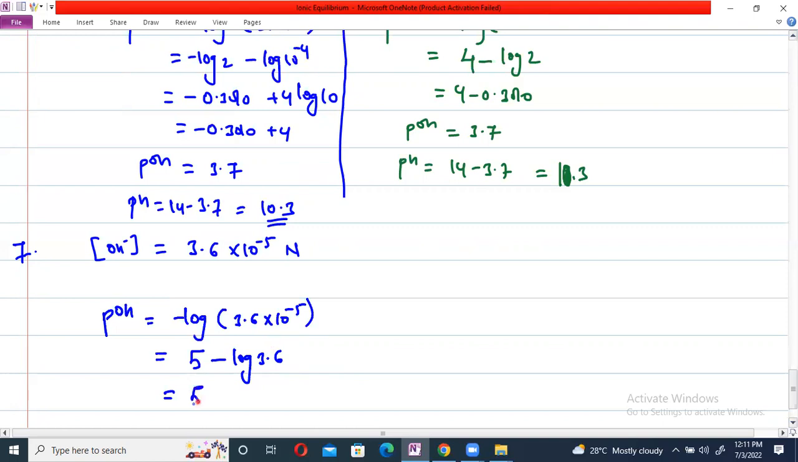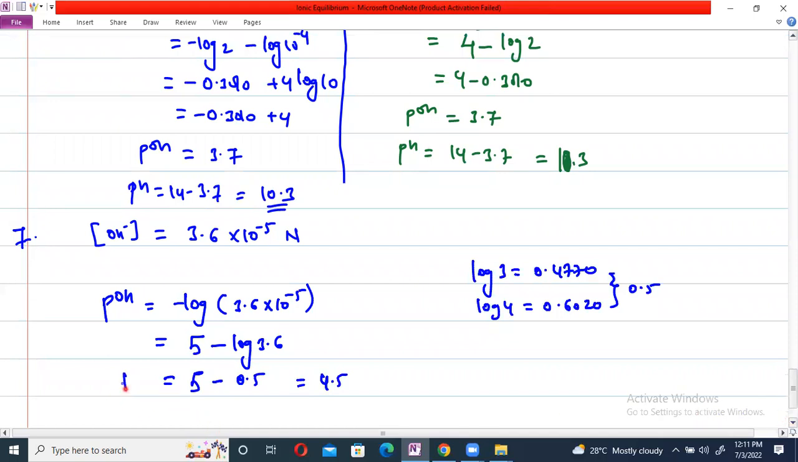So if you want to solve approximately, we can solve it. But you know log 3 value, log 3 is 0.4770 and log 4 is 0.6020. In between these two values, 0.47 and 0.6, we'll take 0.5. So approximately 0.5. pOH I am getting 4.5. So pH is equal to now 14 minus 4.5. It becomes 9.5 as the pH, right? Because this is approximate, which one I have to take in here. So this is a way to calculate the pH and pOH.